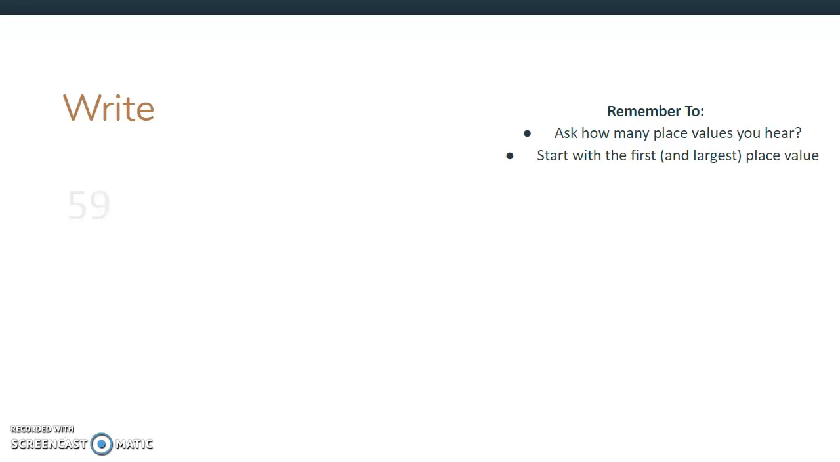All right, boys and girls, I am going to say a list of numbers, and I want you to write the number that I say. I'm going to start off a little bit easier. Your first number to write is the number 59. Okay, let's check your answer. This is the number 59.